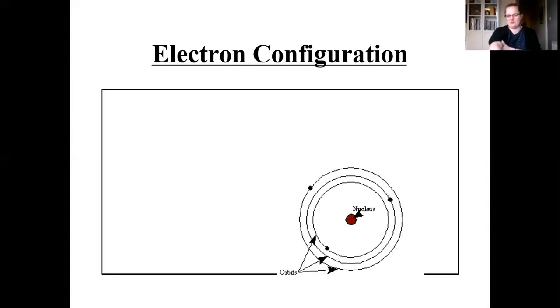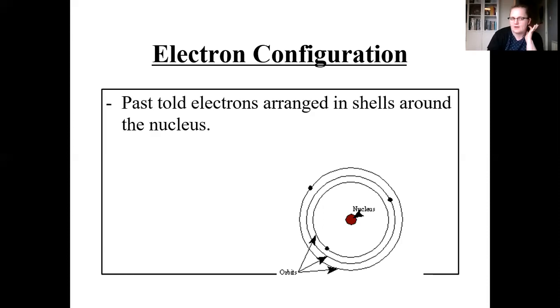So electrons, this is what you're probably quite used to seeing. We've got a nucleus in the middle, which holds all of the protons and all of the neutrons, and we have these electrons that orbit the outer areas of our atom around the nucleus. That's what you've been told in the past. Electrons are arranged in shells around the nucleus, and you'll probably have been told that the first shell can have 2 electrons, the second shell can have 8 electrons, the third shell can have 8 electrons.